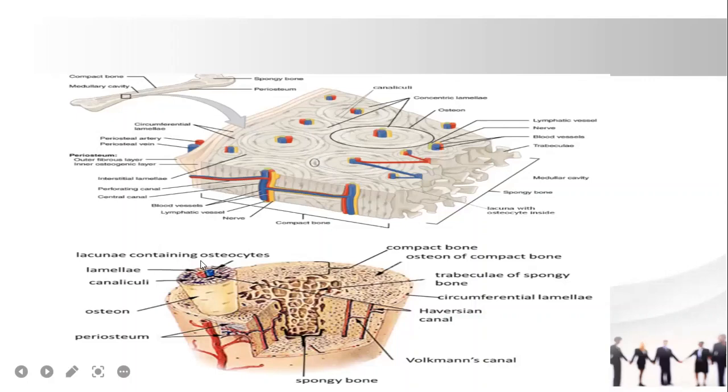We have the osteon, the cylindrical-shaped tube, which means it has the canal or Haversian canals. We have the lamellae, the canaliculi, the osteon, and the periosteum, the covering of the bone. Volkmann's canal is the canal that branches to the main canal. Circumferential lamellae surround the osteons of the compact bone, and we have the compact bone itself.